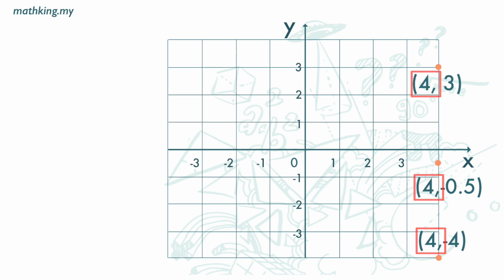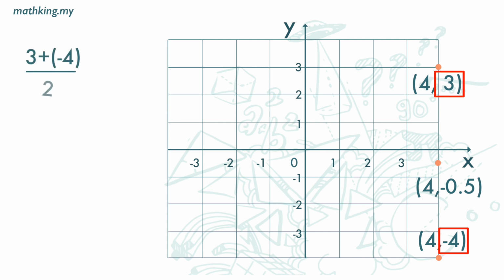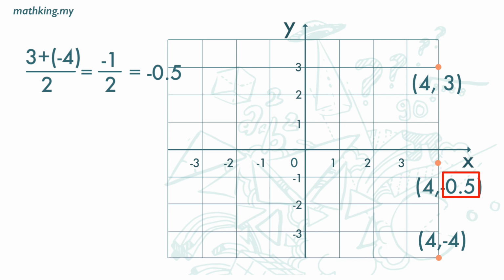Let's look at the y-coordinate. The first one is 3, and the second one is -4. The midpoint of these two y-coordinates is the sum of them, and then divided by 2. So first we add them up. 3 plus -4, and then divide that by 2. 3 plus -4 is -1. -1 divided by 2 is -0.5. So the midpoint for the y-coordinate is -0.5. The answer is (4, -0.5).